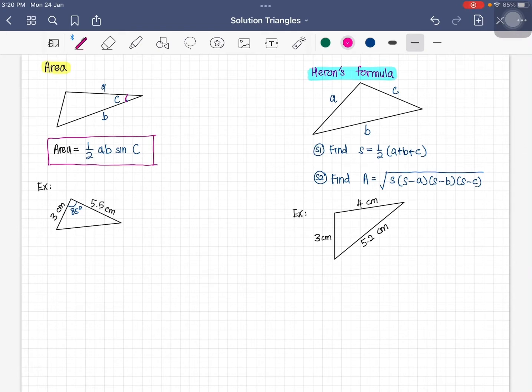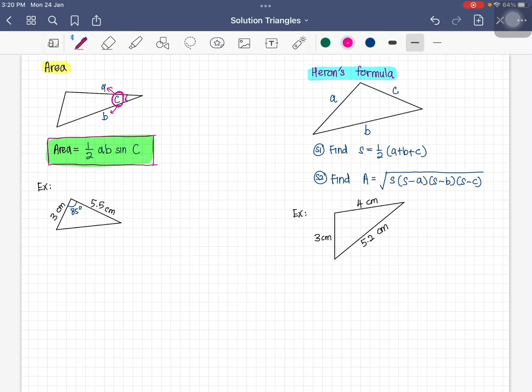To find the area, you use the formula half ab sine C, with one condition: the lengths a and b must make the angle theta included between them. Meaning the angle whose sine we are going to find should be in between a and b, so the C should be included inside.